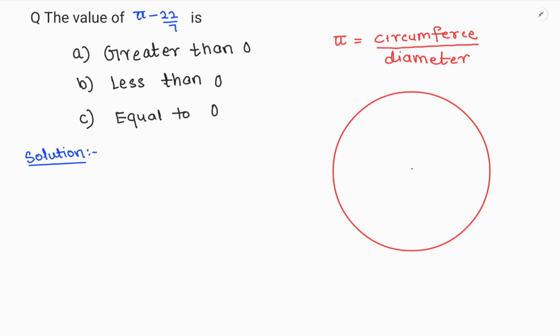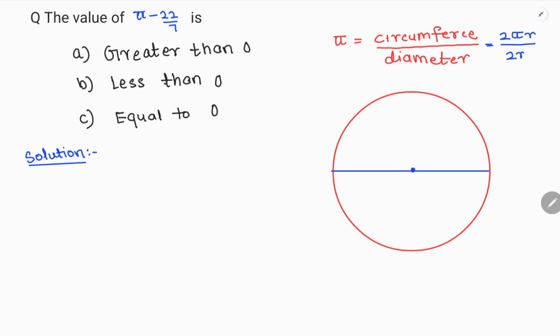Okay, so this is called the diameter of a circle, right? And circumference we know is 2 pi r, and diameter is 2r, right? That is why it is becoming pi. So how did we get the pi?